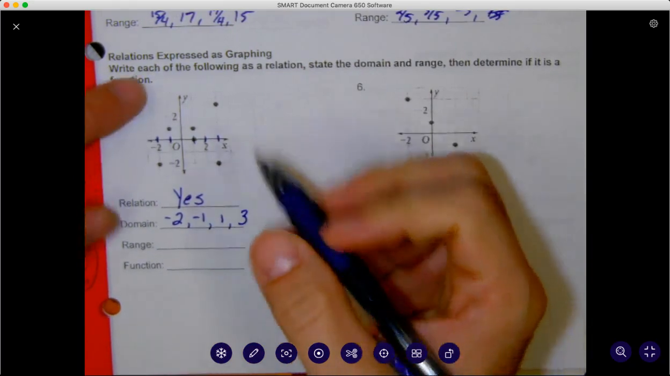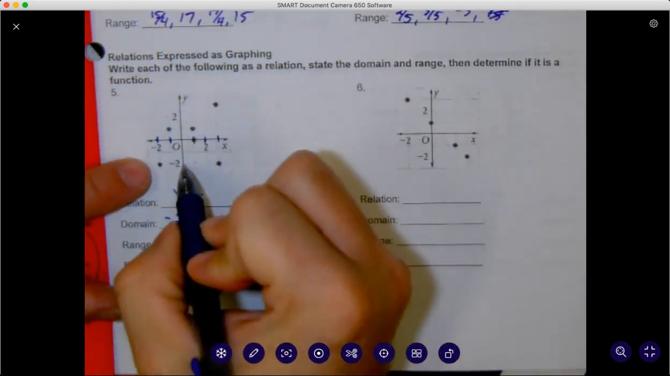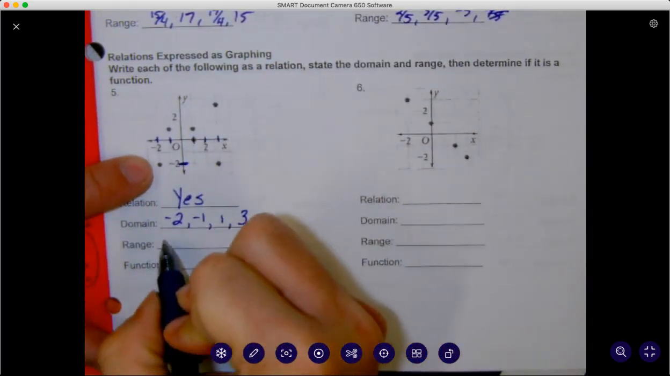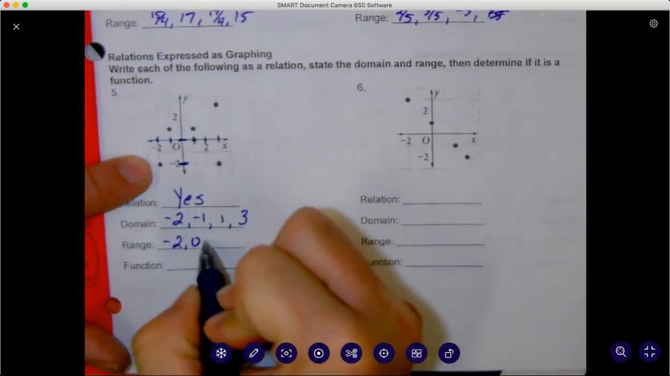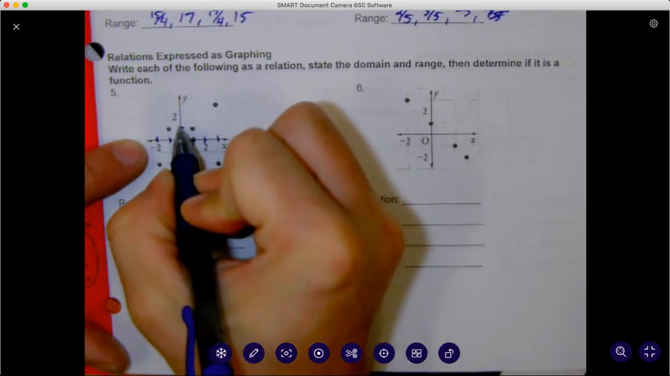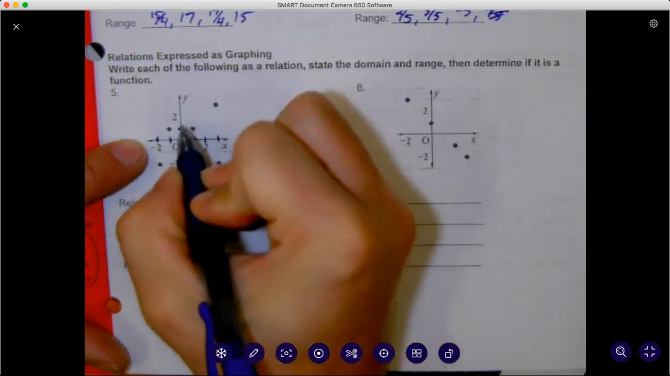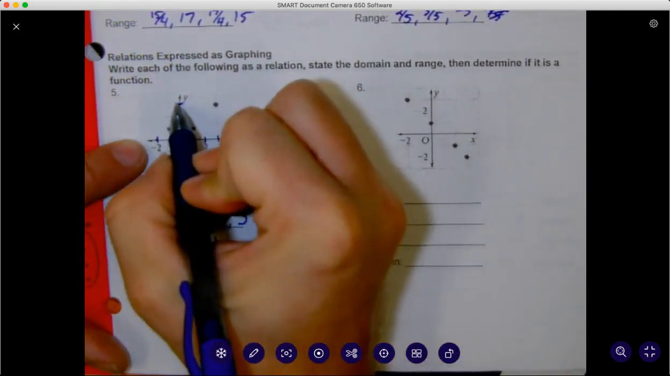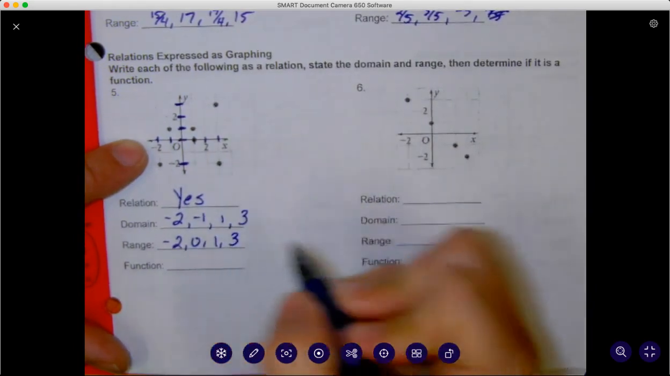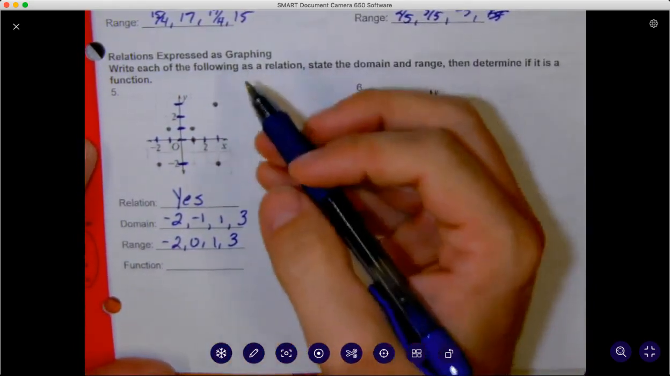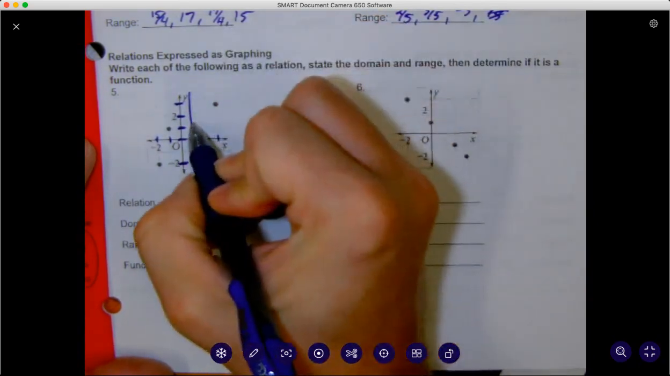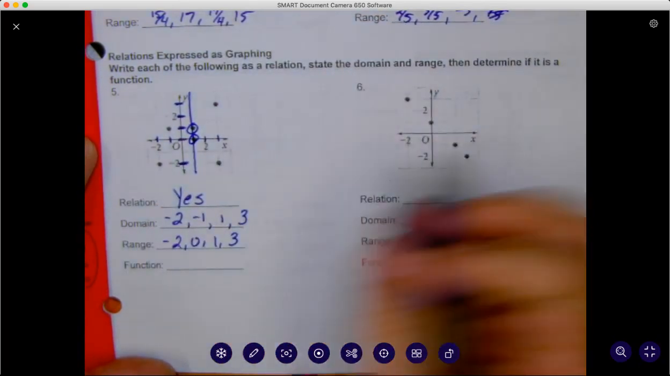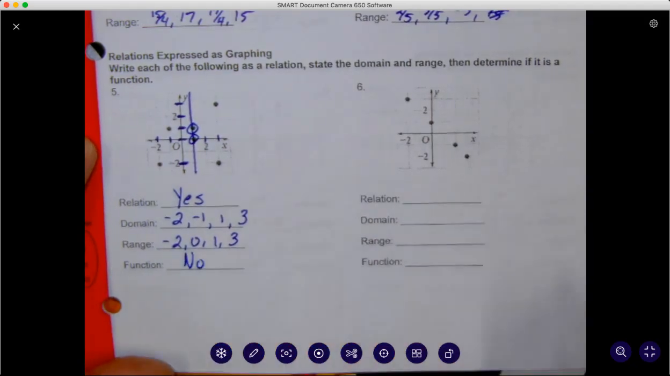The range is the y values. So we have points at negative 2, points at 0, 1, and that's 2, and that's 3. So we got a point at 3. Now, is this a function? We can do the vertical line test. So draw a vertical line. It fails right here. It goes through 2 points. So is that a function? No.